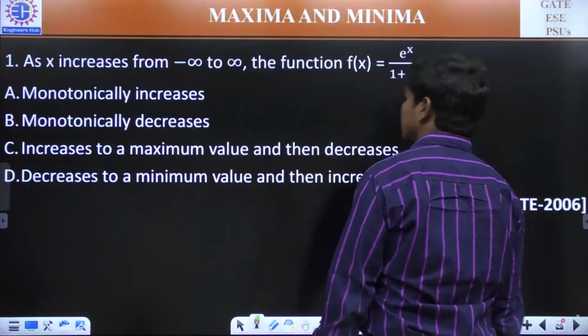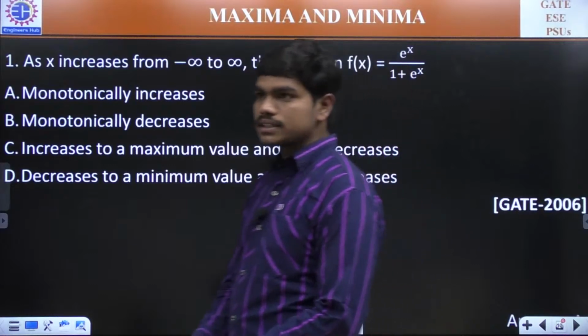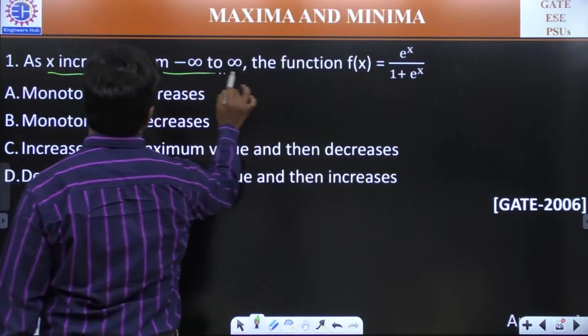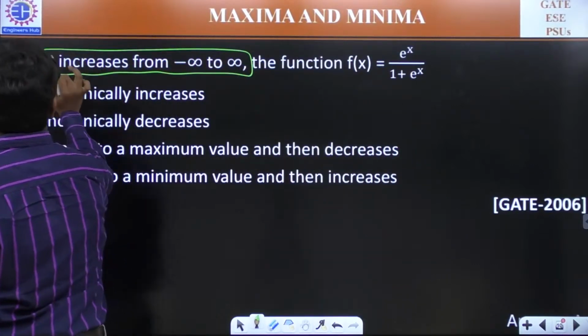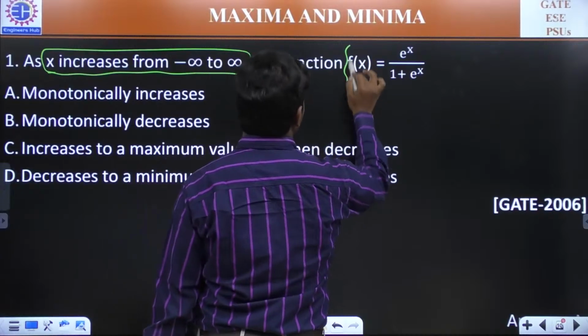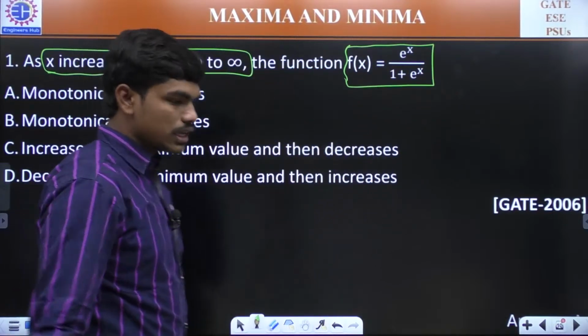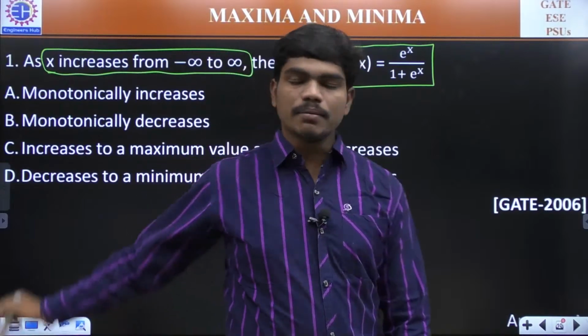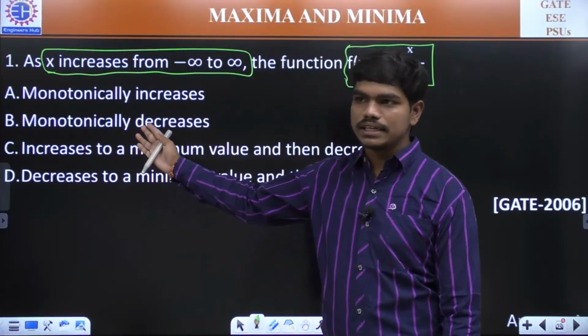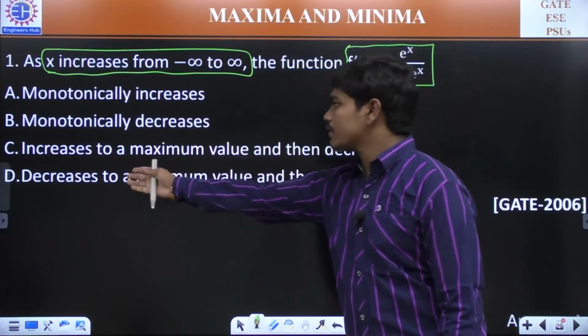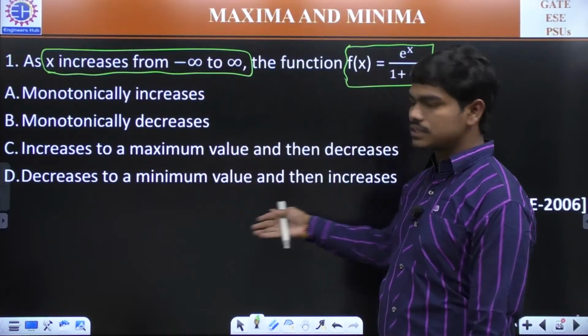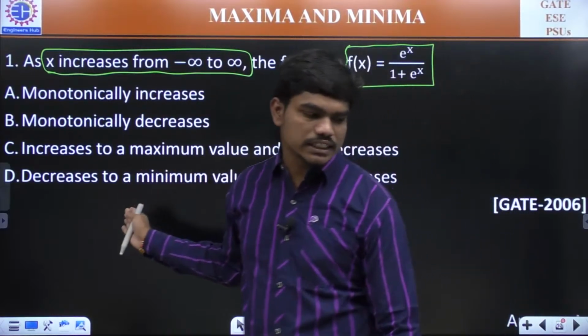This is the first question. Try to solve this. As x increases from minus infinity to infinity, means over the complete real number plane, the function f of x is equal to e power x by 1 plus e power x. They were asking about monotonically increasing or monotonically decreasing, or first it increases to a maximum and then decreases. There are 4 different options. Please try to work this out.